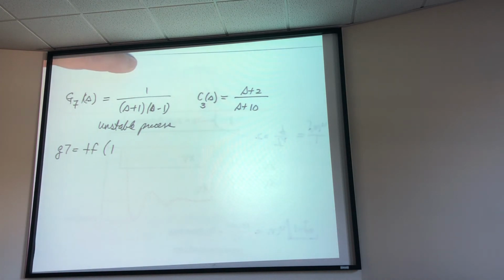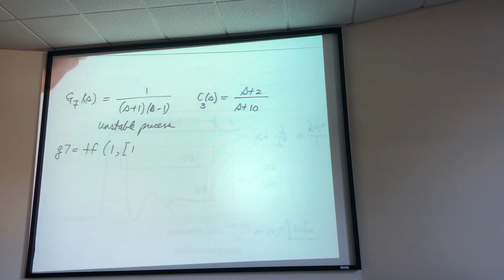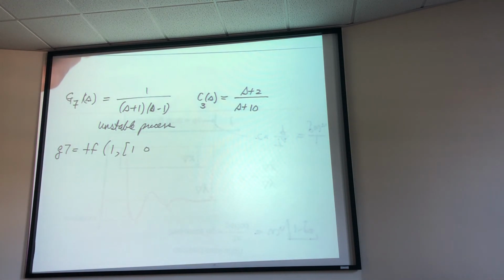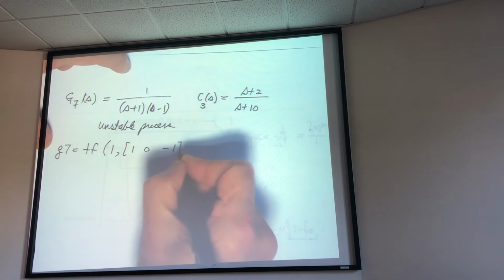Let's enter it as a transfer function. The numerator is 1. The denominator is s squared. No s means a system with no damping. And the constant term is -1.